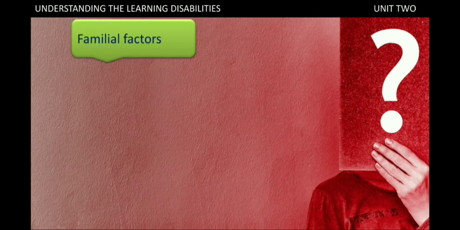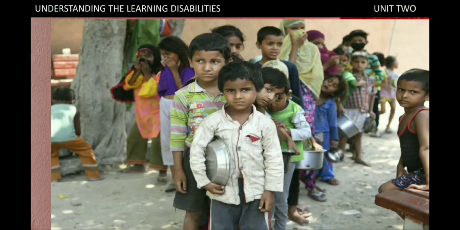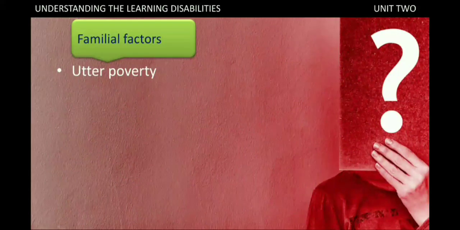Familial factor. What are the familial factors that make him commit the crime? Of course, the first one is utter poverty. In our country, there are more than 133 crores of people, and poverty is more than 30% it seems. So now the condition is going very bad. As we always say, the rich become richer, the poor become poorer. So utter poverty is one of the reasons that they are committing crime.